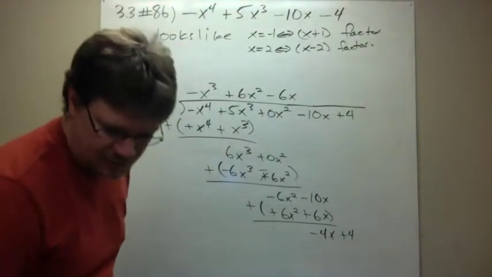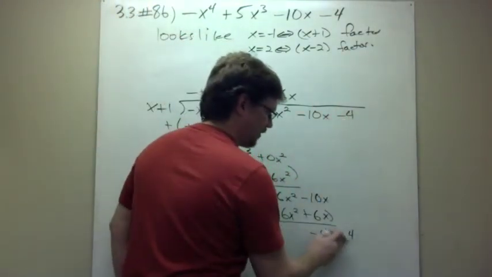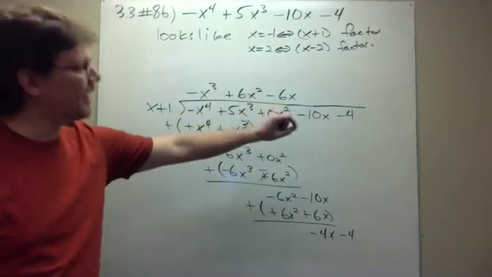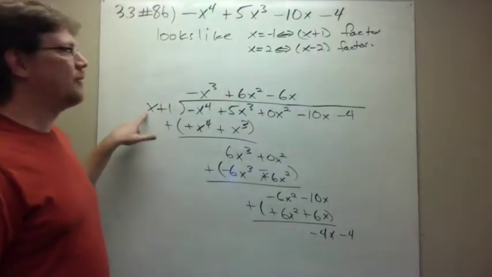One of my signs is wrong. Oh, yeah, this is a minus 4. Yeah, because I was going to get a remainder. All right, there we go. That should be a minus. That's a minus. That's a minus. All right, we're good.